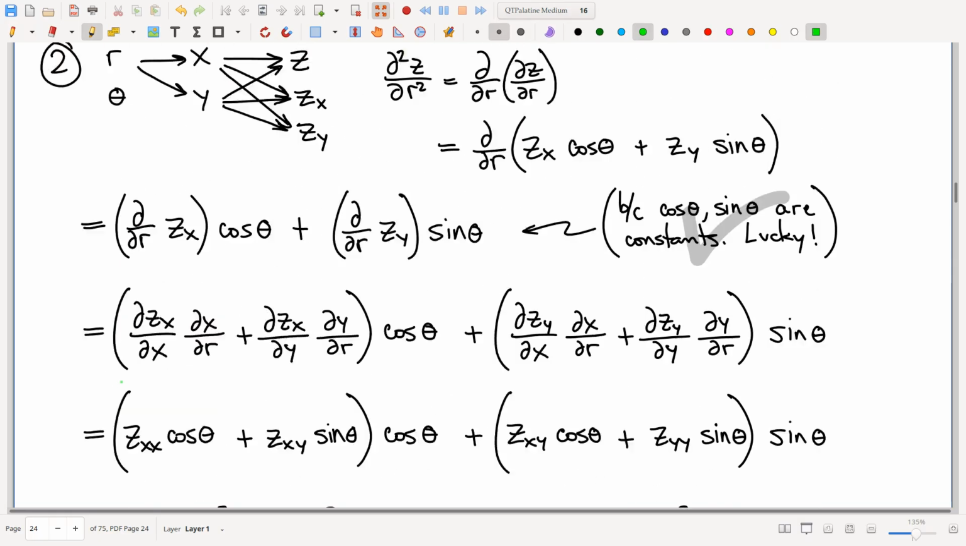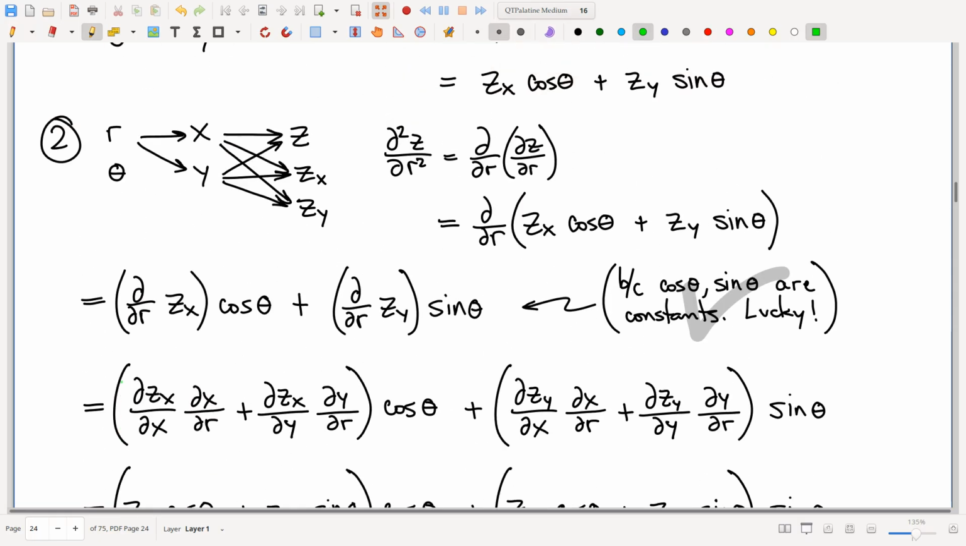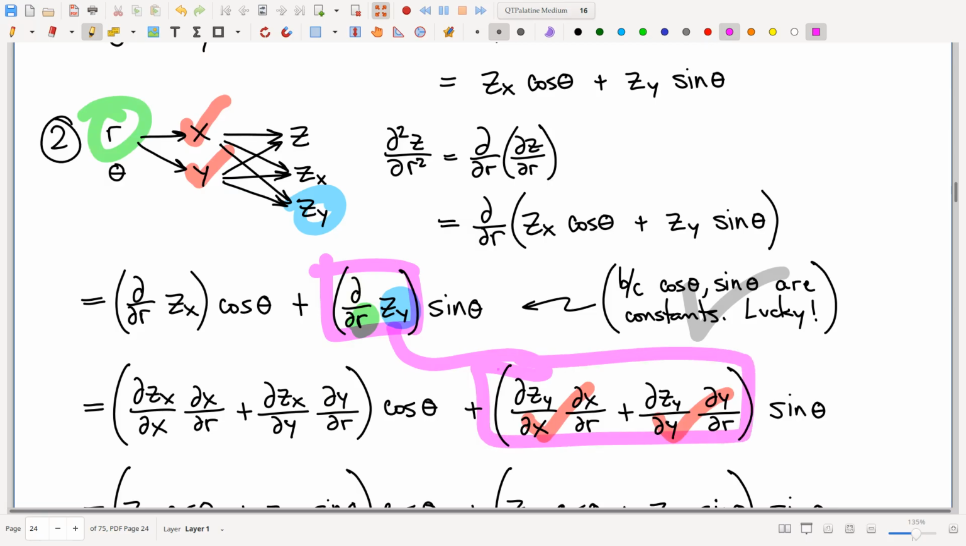And then likewise for the z_y partial. We've got this thing right here. How do I make sense out of that? Well, z_y is there, and the partial with respect to r is there. I again have two intermediate variables, thus giving me two paths and therefore two terms in the chain. Everybody good? Okay. All right.